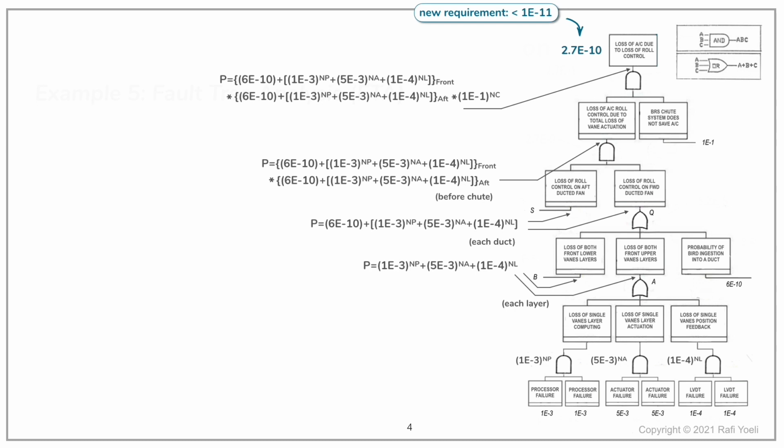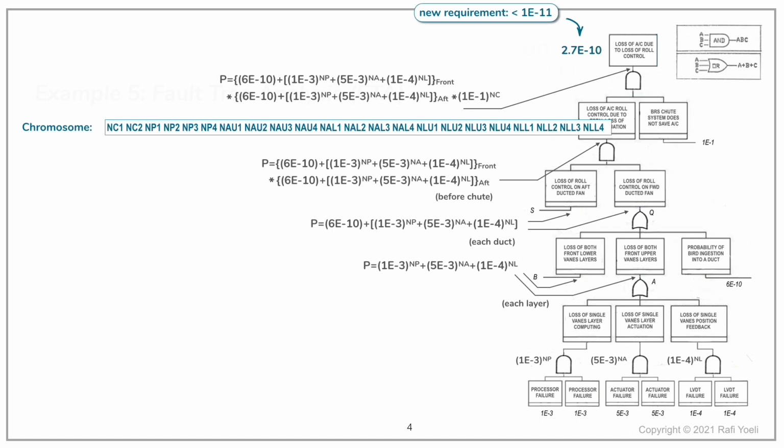So now's the time to start with the definition of the chromosome for this problem. We are choosing once again the convenient binary format, reflecting choices for the level of redundancy for each of the 3 component types: processors, actuators and LVDTs.